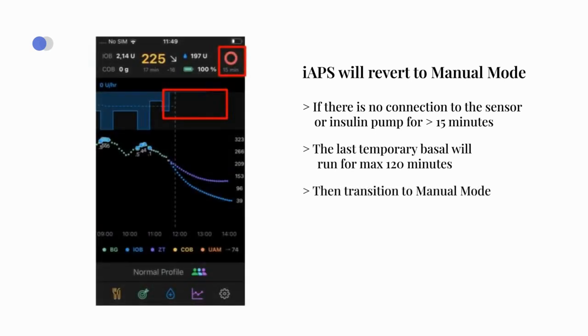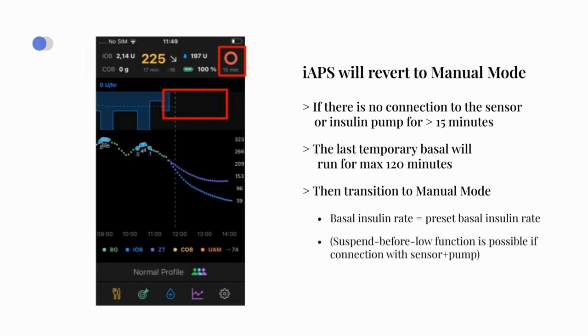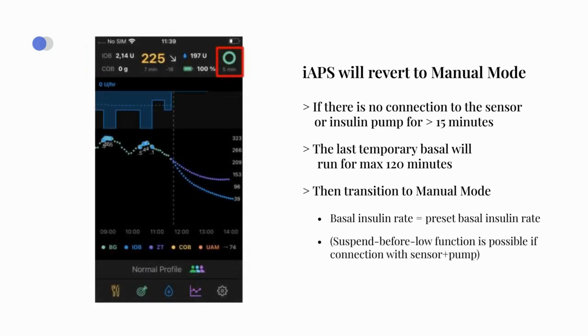In manual mode, the basal insulin delivery is set to the preset basal rate without a suspend before low function. Once the connection to the pump or sensor is reestablished, the system will automatically resume the auto mode, which is called closed loop in iAPS.